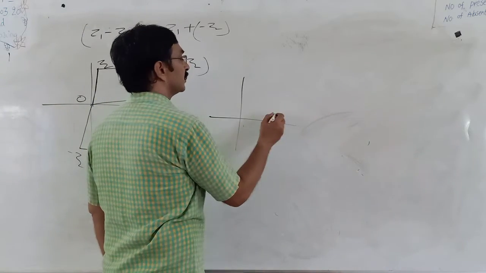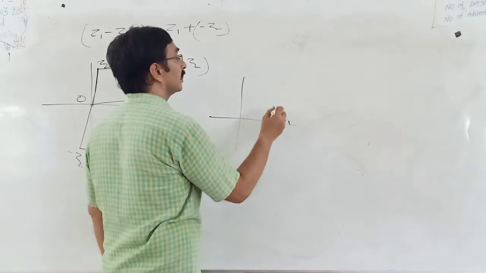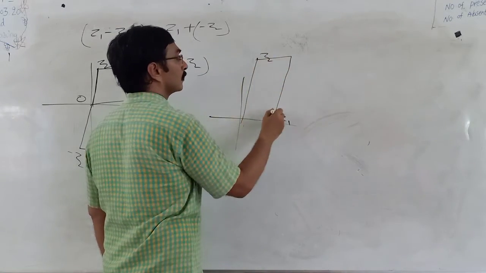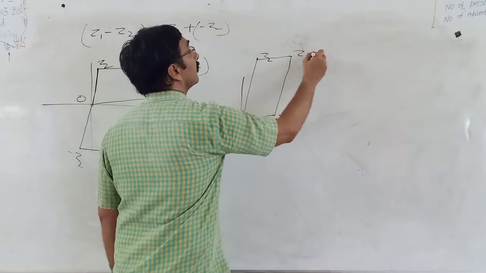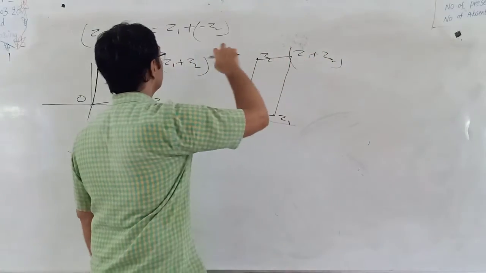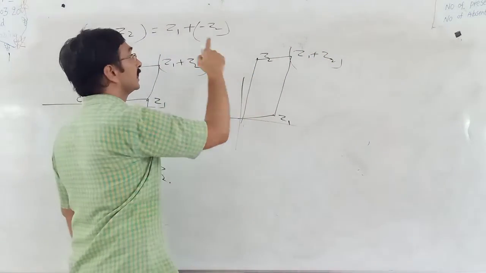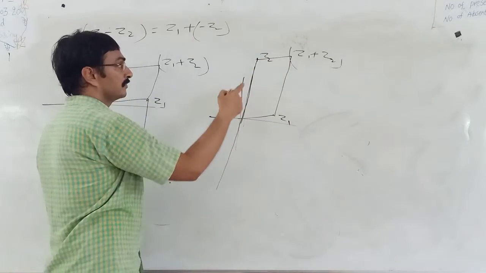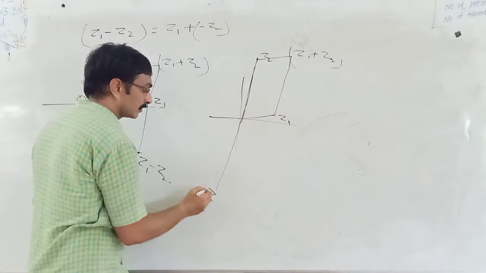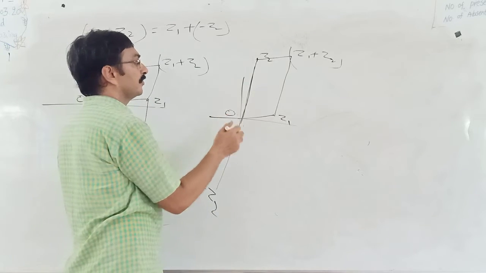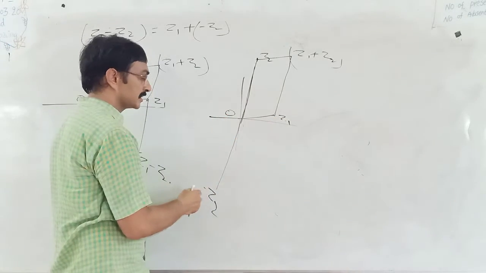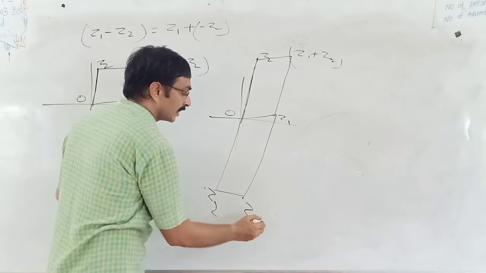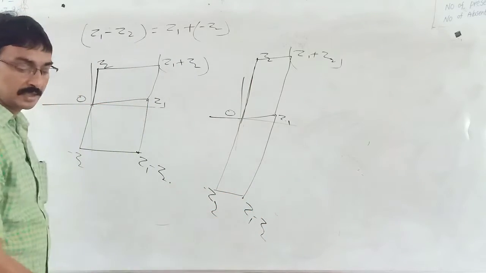See, suppose this is Z1, this is Z2, this is Z1 plus Z2. We need Z1 minus Z2, that is nothing but Z1 plus minus Z2. Take the position of minus Z2 from that one. Now complete the parallelogram formed by this one, that one, and the fourth vertex. This is clearly Z1 minus Z2.